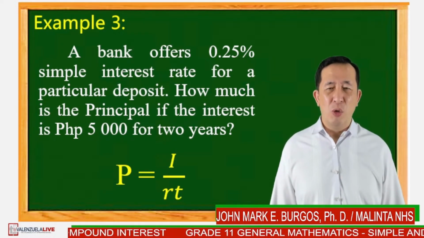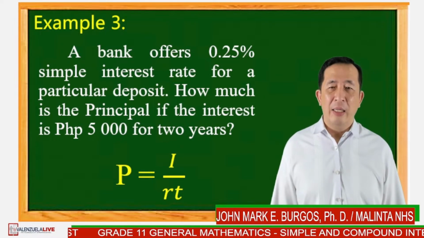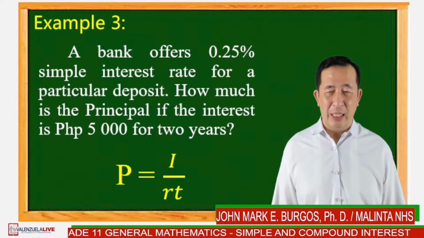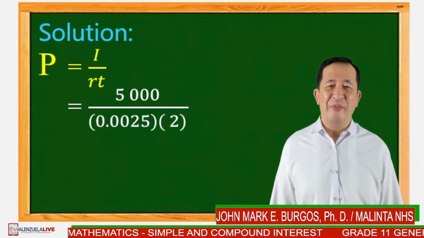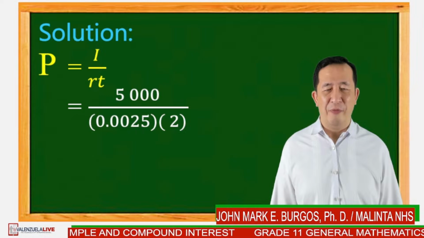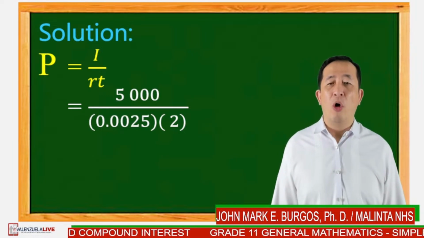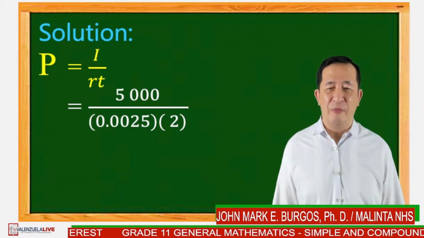To find the solution, we have P is equal to I divided by R times T, and to substitute the values, we have 5,000 divided by 0.0025 times 2, or 5,000 divided by 0.0025.